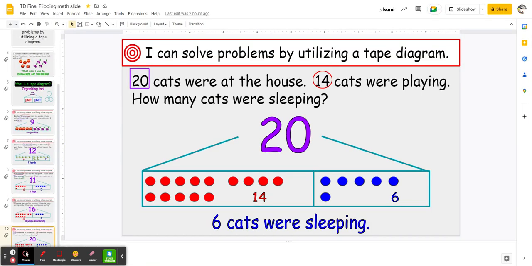Okay, friends, so tomorrow when you come in, we are going to continue working on the tape diagram. But right now, what you're going to do is go into your blue math book, go to lesson 22, problem set, and we're going to work on answering word problems utilizing tape diagrams. Okay. I hope I did this.